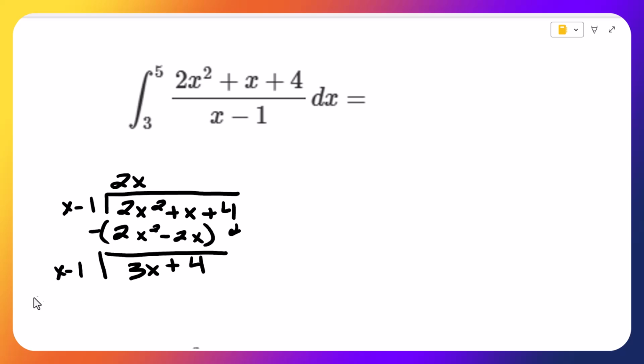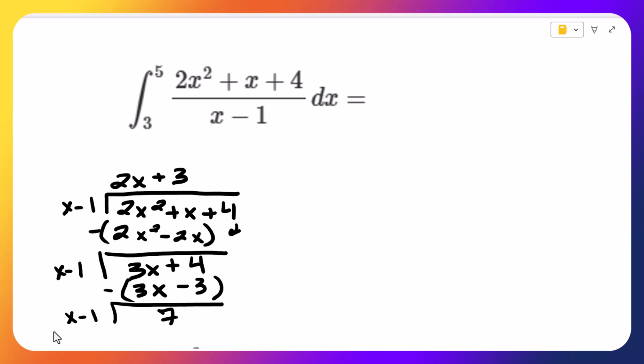What times x will get me to 3? Well, that's positive 3, so I'm going to add 3 on the top. So x times 3 will give me 3x. Let's subtract it. We get 3x minus 3. And remember, we're subtracting. So what are we going to be left with? We're just going to be left with 1 divided by x minus 1. And here we're... Did I do something wrong? Oh, I did do something wrong. This is not supposed to be a 1. Hopefully you're yelling at me. 4 minus negative 3 is positive 7, not 1. Here we go.